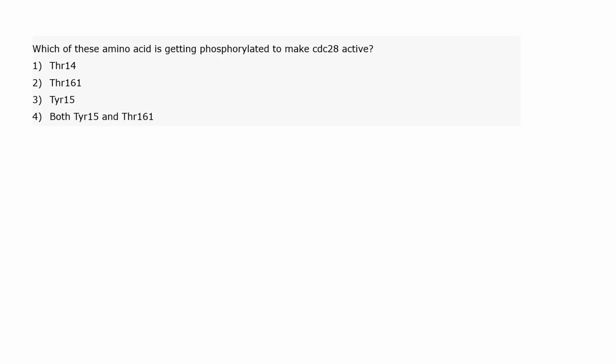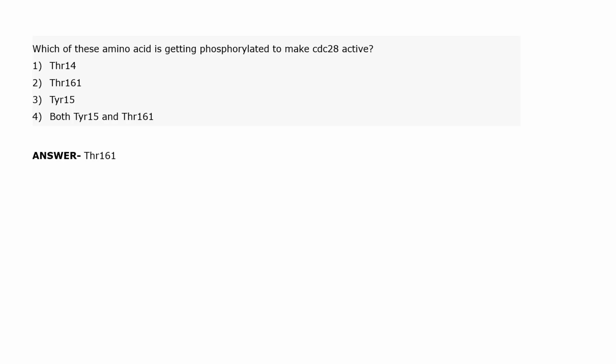CDC28 is also called CDK1. It binds to cyclin B. In the case of yeast, Saccharomyces cerevisiae, it is called CDC28. Which is the activating phosphorylation that is happening here? To which amino acid is the phosphorylation happening, so that CDC28 or that CDK kinase is getting activated? Okay, I am getting option number 4, both tyrosine 15 and threonine 161.